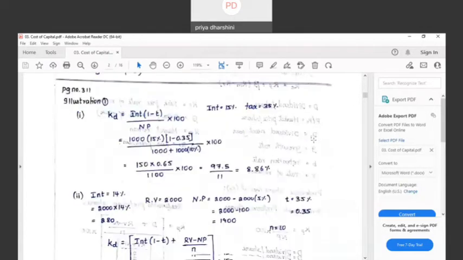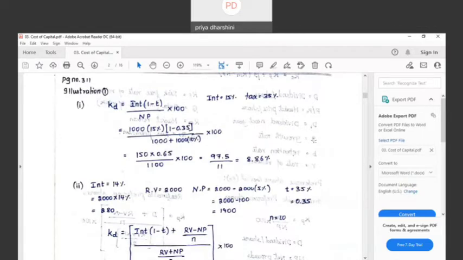Now, please come to sums. Please take illustration 1, page number 370 in my book. I'm not sure about the page number in your book. In my book, it's page number 370. Is it the same page number?